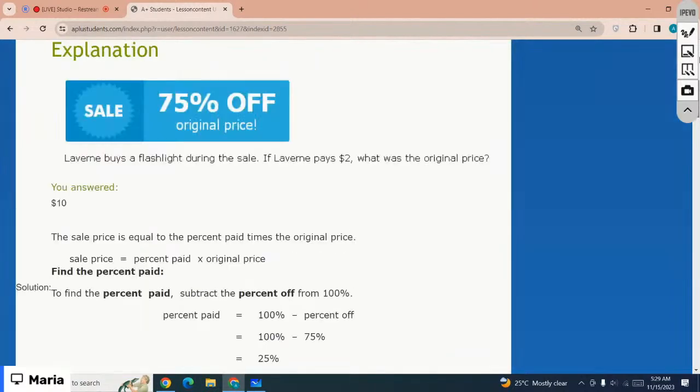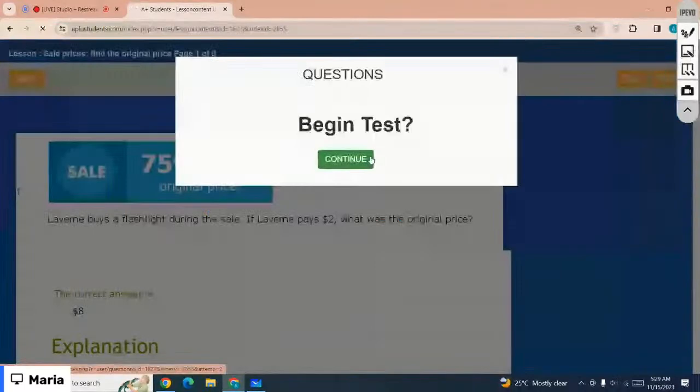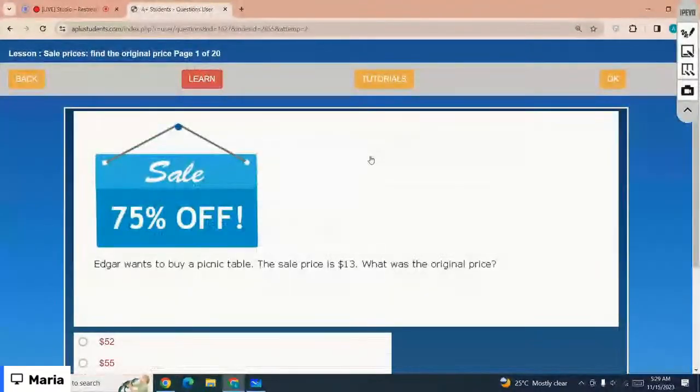Let's just start with the test questions. Okay, Ajir wants to buy a picnic table. The sale price is $13. What was the original price? So the table was 75% off, right?